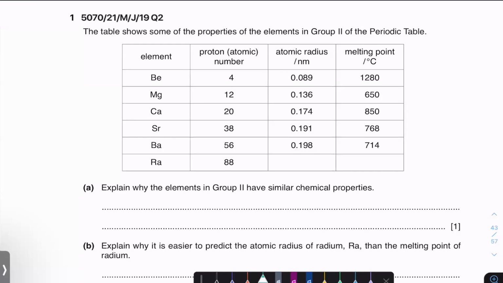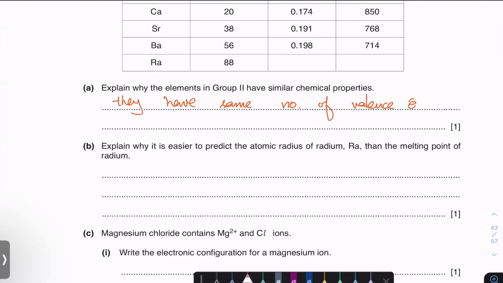The table shows some of the properties of elements in group 2. Explain why the elements in group 2 have similar chemical properties. Why does anything have similar chemical properties? What do chemical properties depend on? Upon electrons. Which electrons? Not all electrons. The valence electrons. Valence electrons, very good. So they have the same number of valence electrons. If you want, you can specify that they all have 2 valence electrons. Yes, Ryan and Iman, you're both correct. Very good.